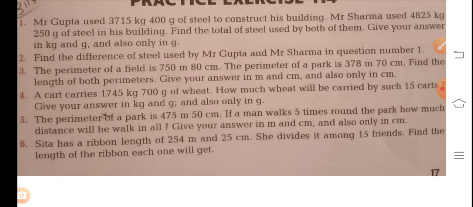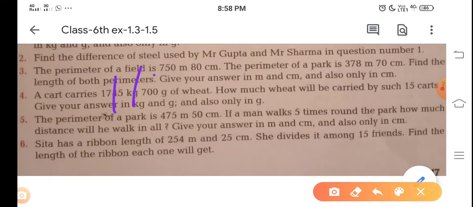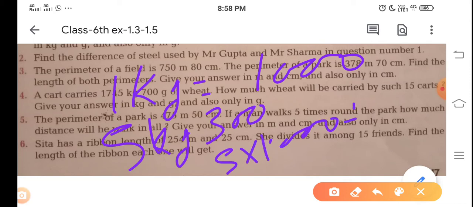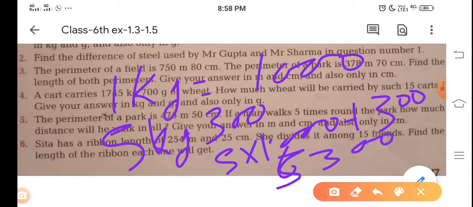Next you convert into grams. You also know 1 kg is equal to 1000 grams. Suppose you have 5 kg 300 grams, so you multiply 5 times 1000 plus 300. It means 5300. That is your answer in grams. So just like that you also write it.